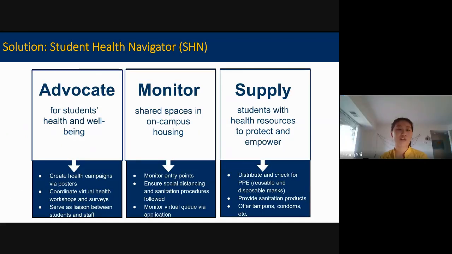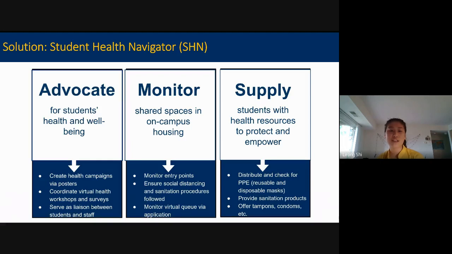I will talk about the solution of the student health navigator position in more detail. So first, to advocate for students' health and well-being, they will create health campaigns, build posters, coordinate virtual health workshops and surveys, and serve as liaison between students and staff.